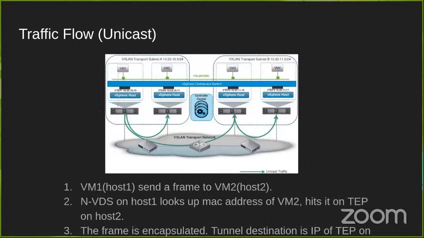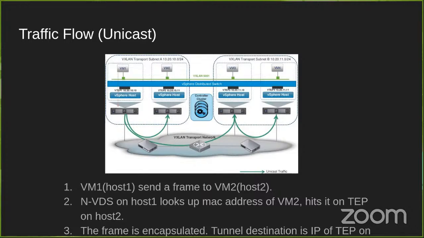So this is how traffic flows inside an NSX data center. We can see we have 4 different servers, and we have 2 subnets. Let's say a VM on host 1 wants to communicate with a VM on host 2. First of all, it will send a frame to VM2, as you can see in the diagram, and then NVDS, which is NSX Virtual Distributed Switch on host 1, will look up the MAC address of VM2 and hit a tunnel endpoint on host 2.